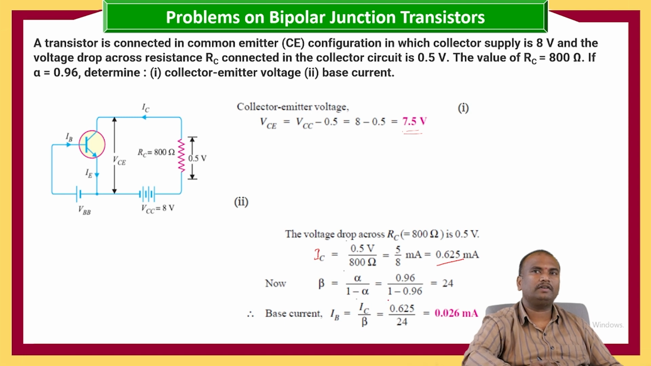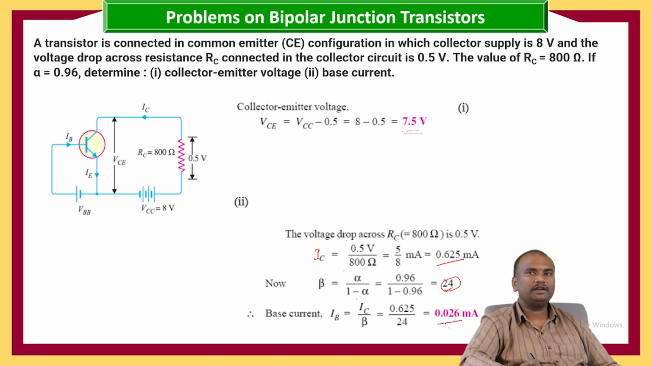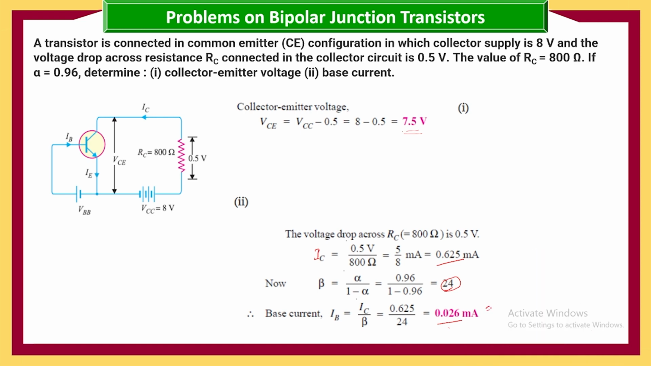where beta is equal to alpha by 1 minus alpha, that is 0.96 by 1 minus 0.96, which gives us the value as 24. Now IB is equal to IC by beta, where IC is equal to 0.625 divided by 24, and this value is 0.026 milliamperes, or we can also write it as 26 microamperes, because generally the base current value is less as compared with the collector current and emitter current.